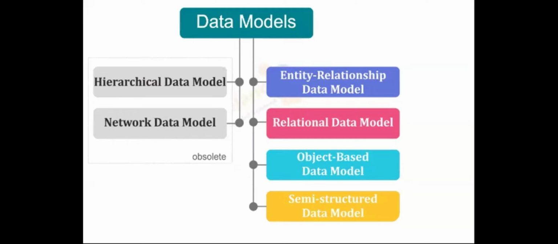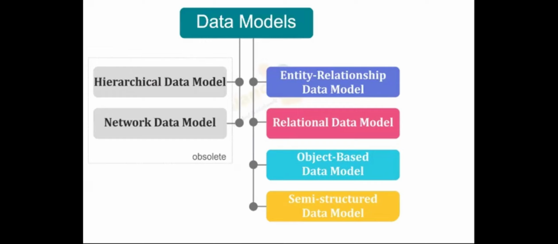So before understanding what is relational model, let us try to understand what is a data model. Database models define how data is organized, stored, and managed in a database system. They describe the logical structure of the data and the relationships between different data elements. So the common database models include relational data model, hierarchical data model, network data model, object-oriented model, entity relationship model, and then semi-structured model, to name few.